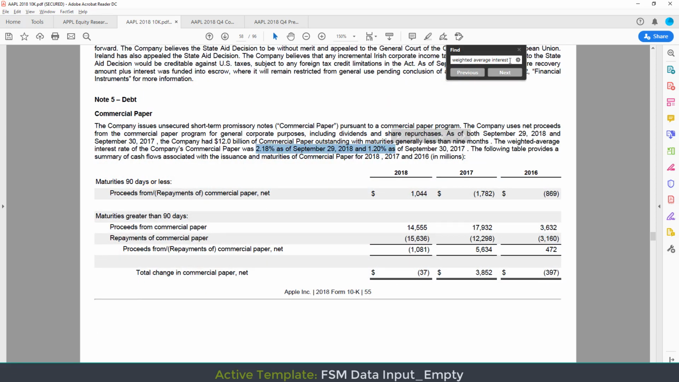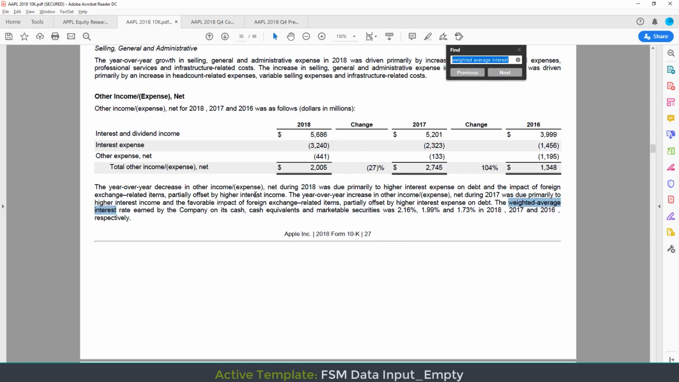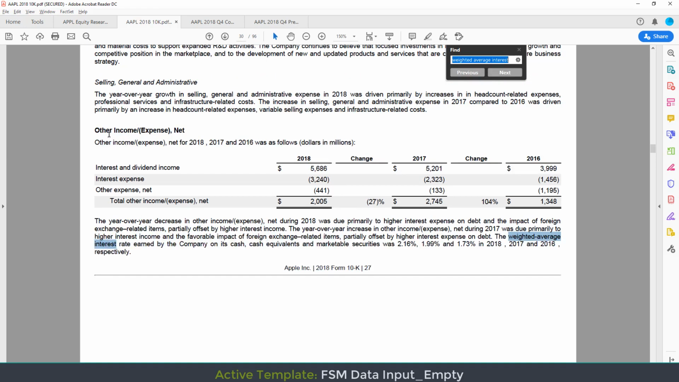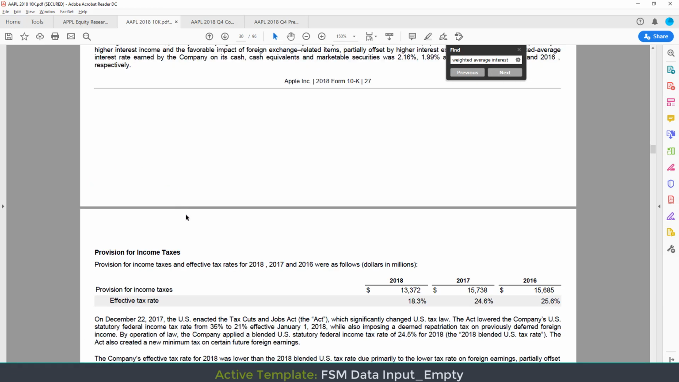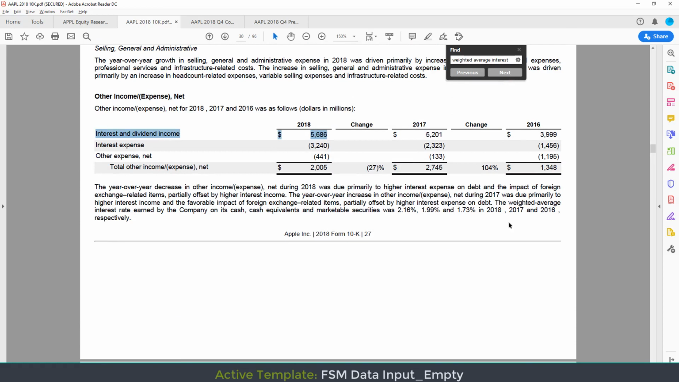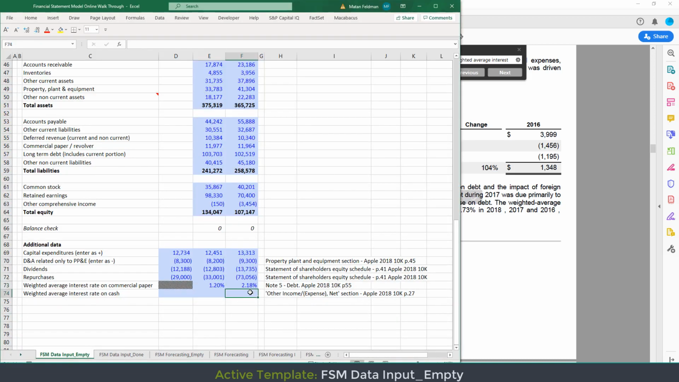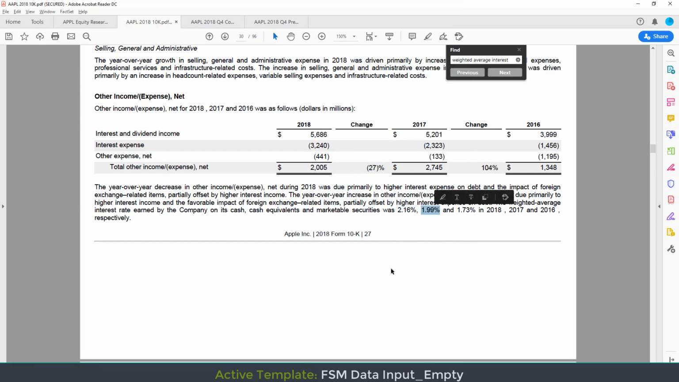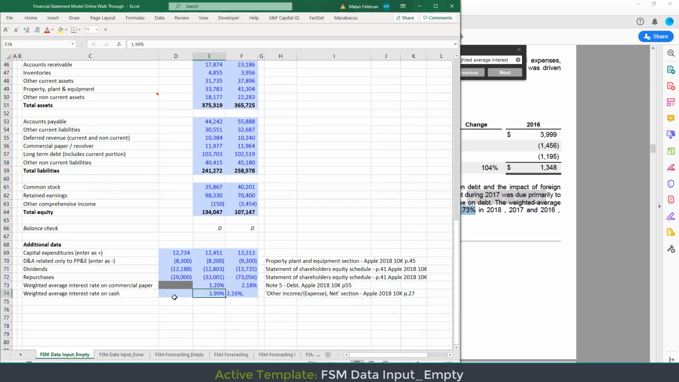And then if we look at weighted average interest, let's keep looking and see if we have interest income. And we do here. The weighted average interest rate, this is in its other income expense footnote where it shows you what the interest income is. It shows you that the weighted average interest rate earned by the company on its cash equivalents and marketable securities is 2.16, 1.99, and 1.73. And I'll pause right there.